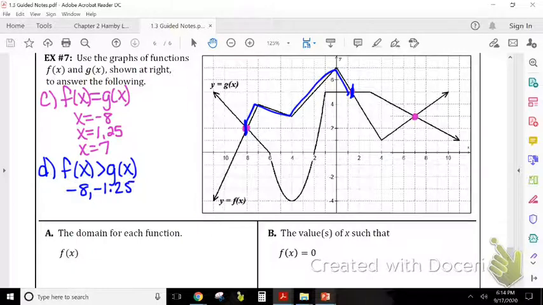Now, would I use parentheses or brackets? There's no equal to in the problem, so always use parentheses, and that should have been positive, sorry. Is it above anywhere else? Well, here it dropped below, didn't it? But then it became above here, and it keeps staying above, so from 7 to infinity.